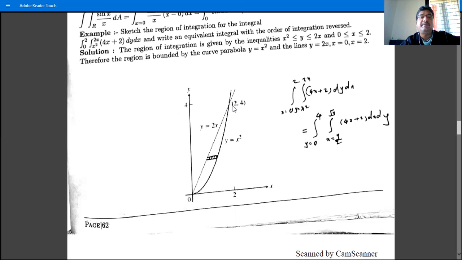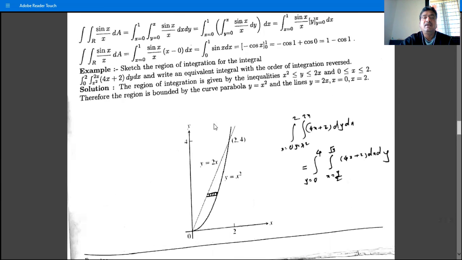So this is the y is equal to 2x line. And what is the point of intersection of these two? Solve these two equations, y is equal to 2x and y is equal to x square. If you substitute y as 2x, then x square minus 2x is equal to 0, meaning x times (x minus 2) is equal to 0. So x is 0 or x is 2. And if x is 2, y is 4. So 0, 0 and 2, 4 are the points of intersection.